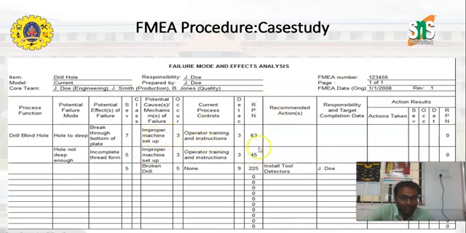If the RPN value is higher, we first take that particular failure mode and take corrective action. This is one case study of drilling a blind hole using FMEA analysis. Thank you.